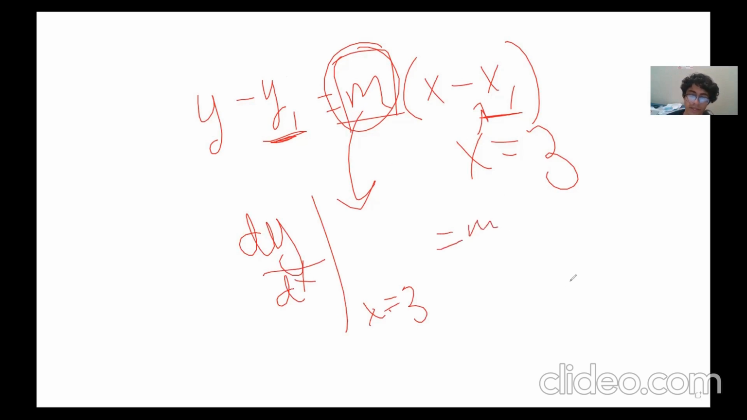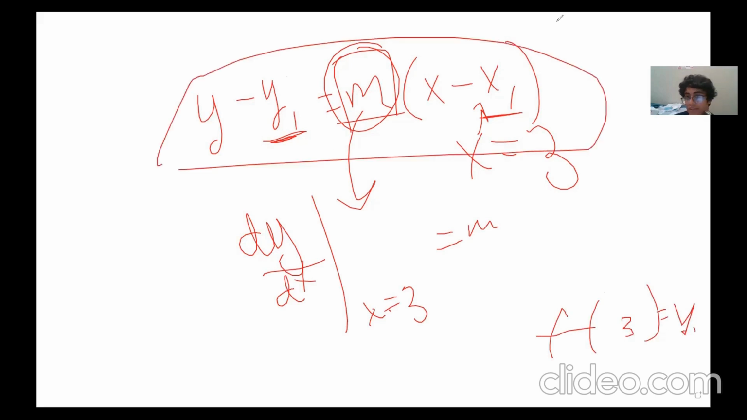And then you say, okay, we know what x we're at. What about the y? So then you take the function itself and then you plug in the 3 and then you get some y1 value. And then you just construct this and you're done. Very easy. Very easy.